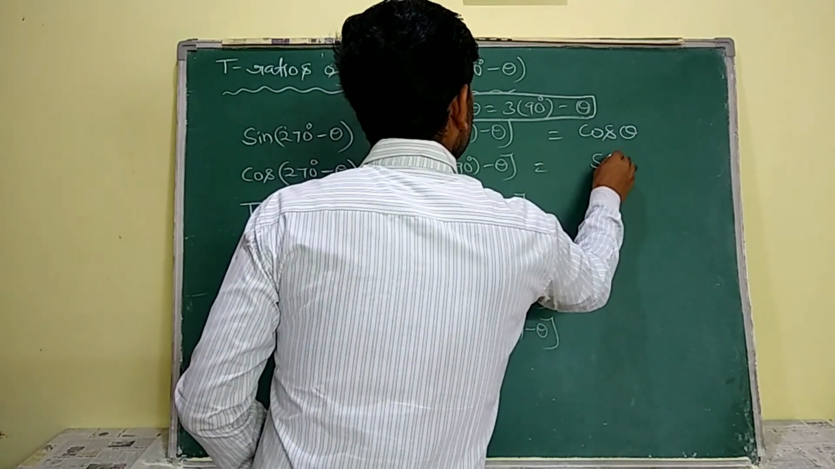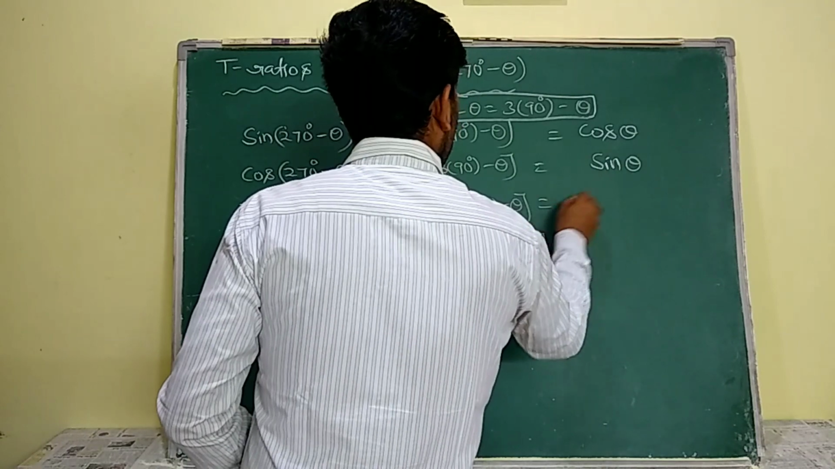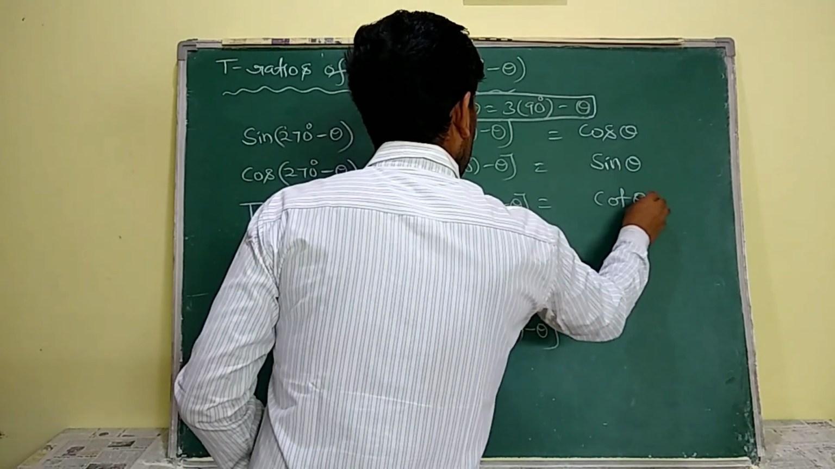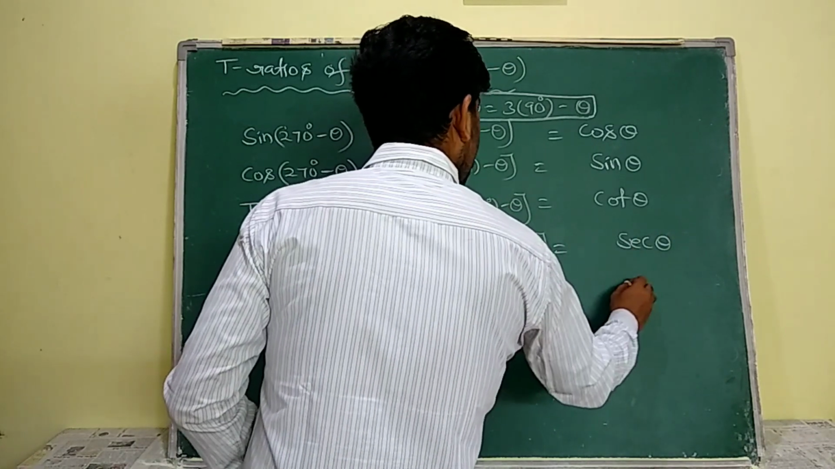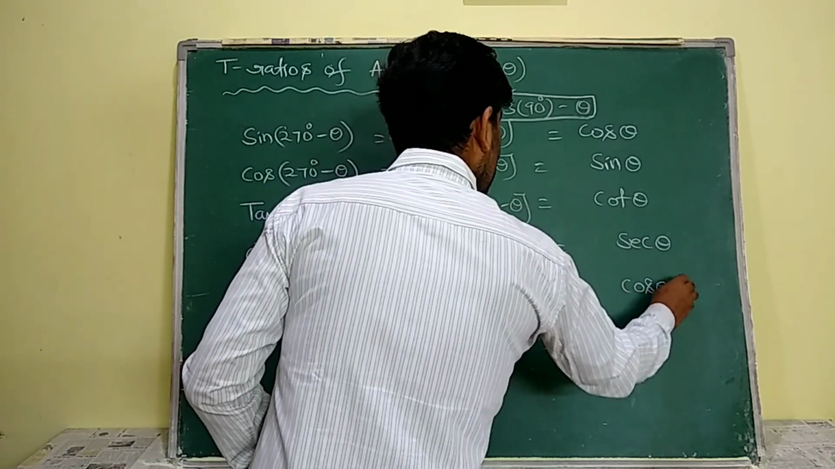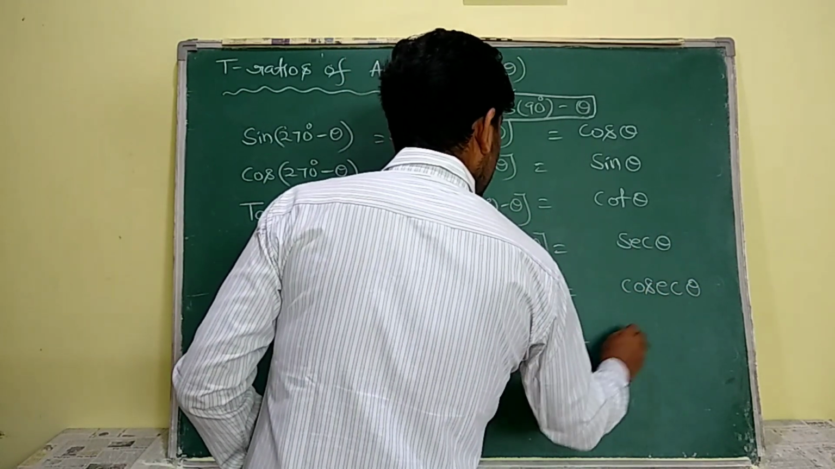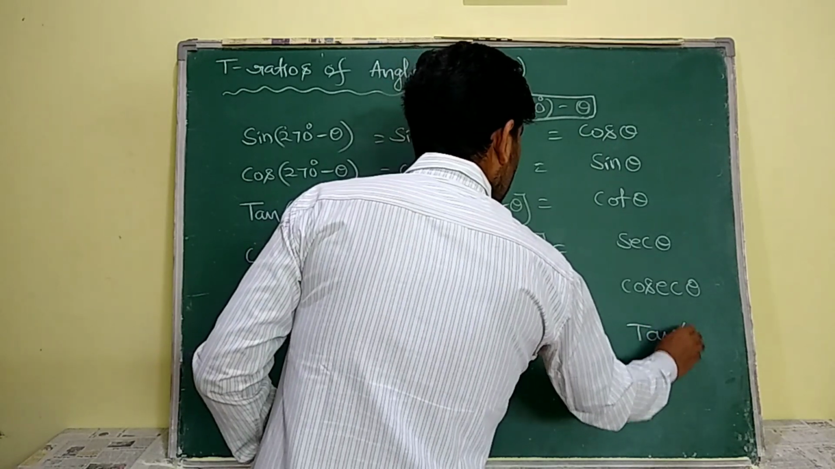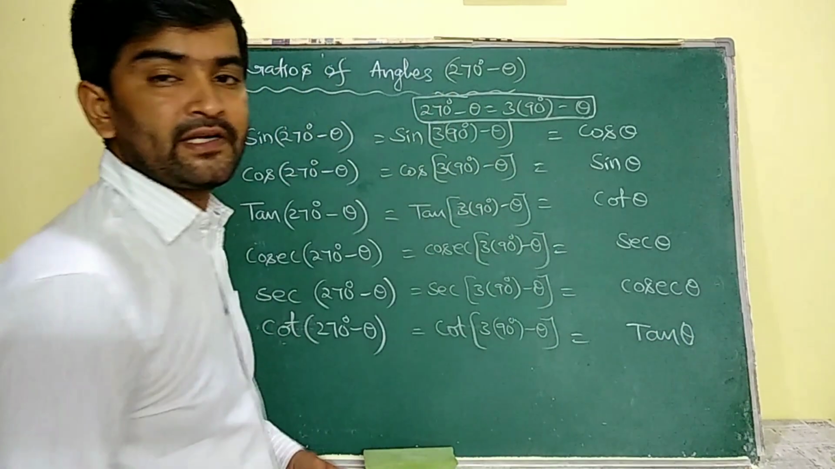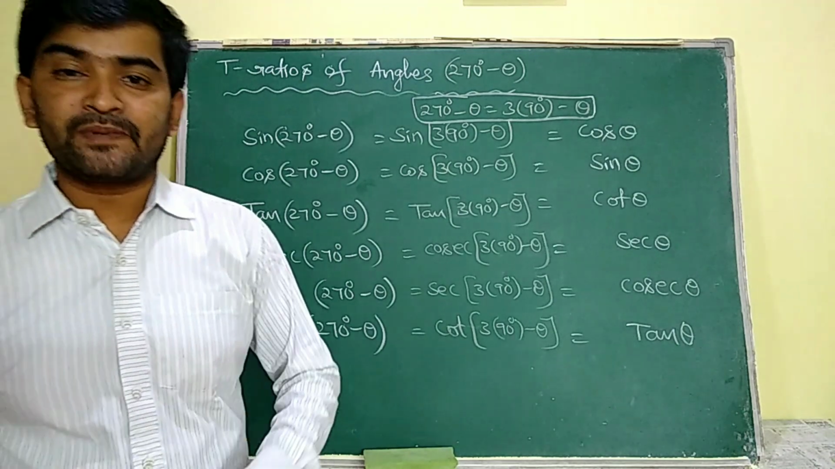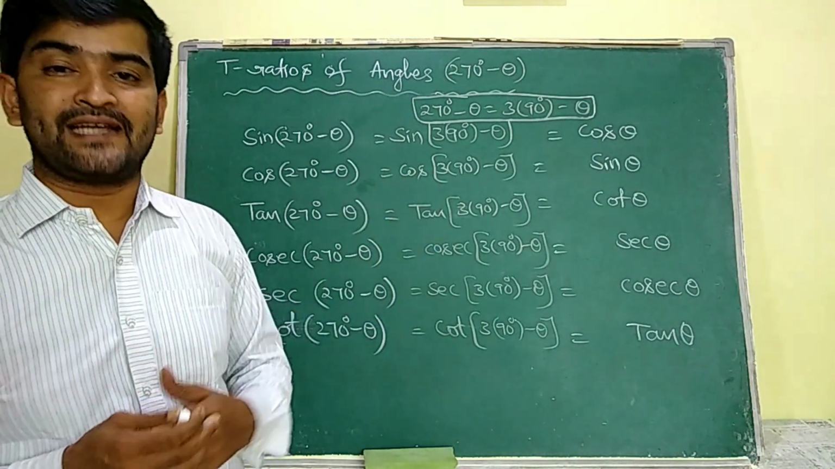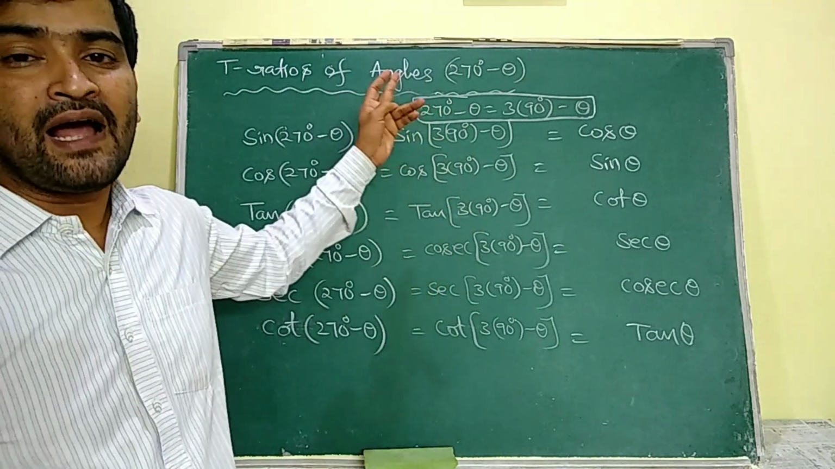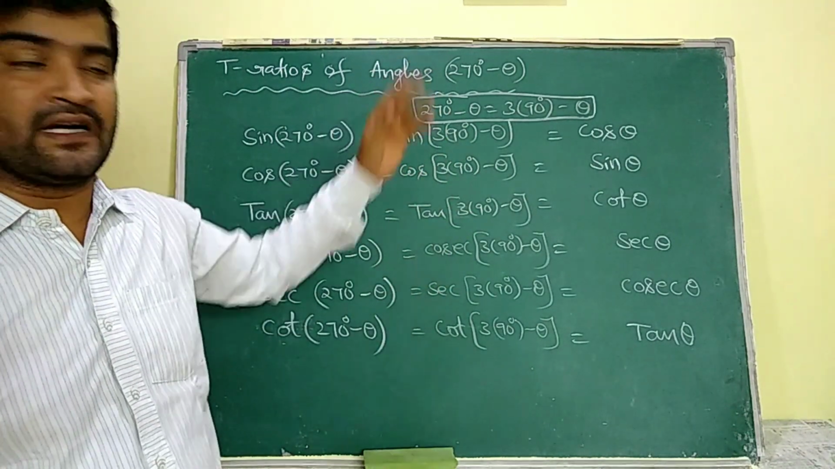Cos is expressed as sine, and tan is expressed as cot, and cosecant is expressed as secant, and secant is expressed as cosecant. Okay, and cot is expressed as tan. So like that we have to write the trigonometric ratios first. After expressing those trigonometric ratios, now I have to assign its signs, depending on the angle to which it belongs.